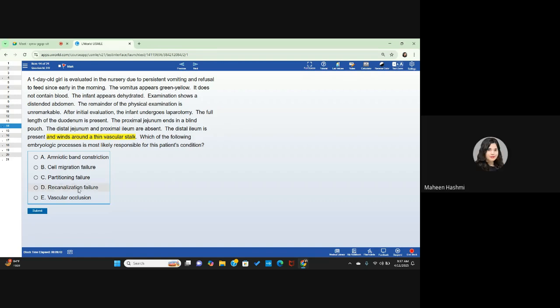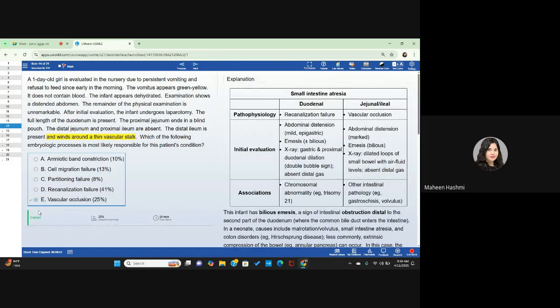All right, so what do you think the answer is? E. Vascular occlusion. Yeah. We discussed this yesterday as well. Duodenal atresia is because of recanalization failure. Jejunal atresia is because of vascular occlusion. You will have dilated loops of small bowel with air-fluid levels and absent distal gas. You will also see the triple bubble sign, and you can have other intestinal pathology with jejunal atresia, such as gastroschisis and volvulus.